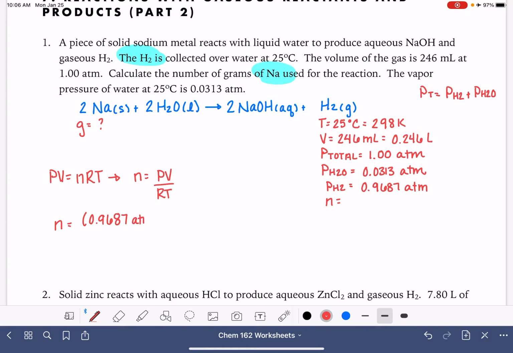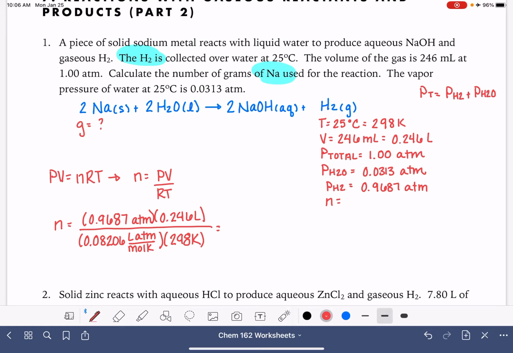0.9687 atmospheres. The volume, 0.246 liters. And then the gas constant, 0.08206 liter atmospheres per mole Kelvin, and the temperature, 298.